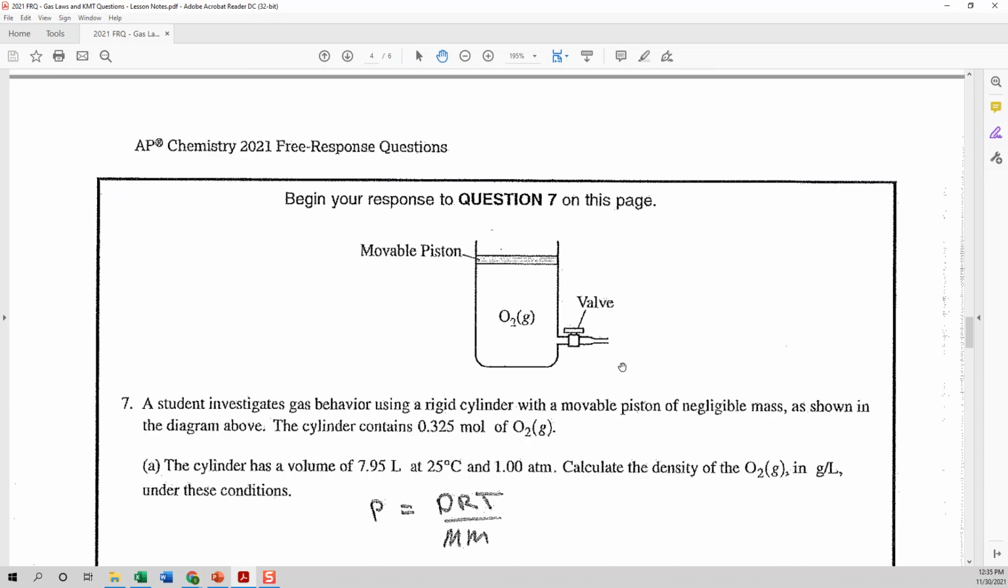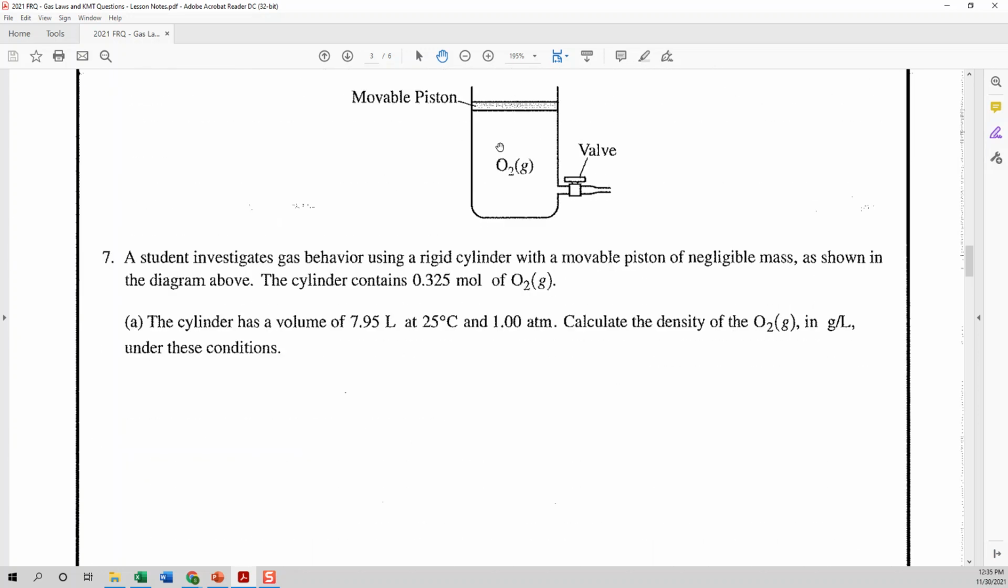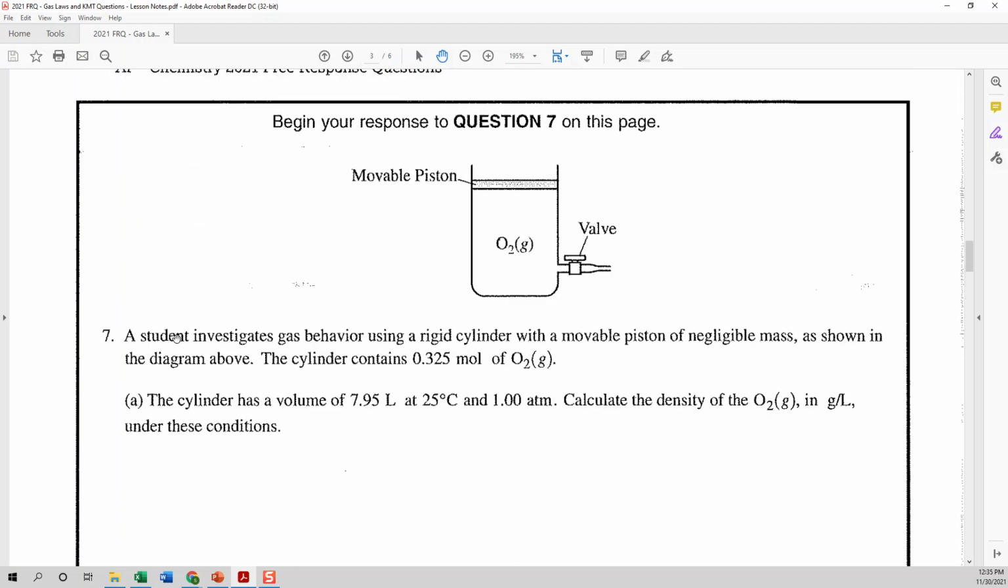All right. So let's go back to the question. We're still talking about this setup here. Attempting to change the density of the O2, the student opens the valve on the side of the cylinder and pushes down on the piston to release some of the gas, and closes the valve again. The temperature of the gas remains constant. Will the action change the density of the gas remaining in the cylinder? Justify your answer.